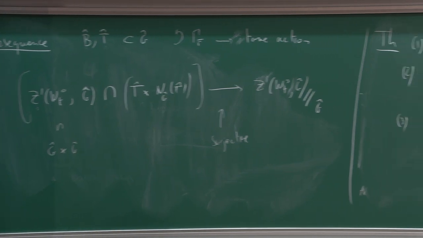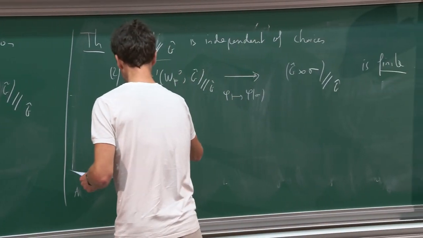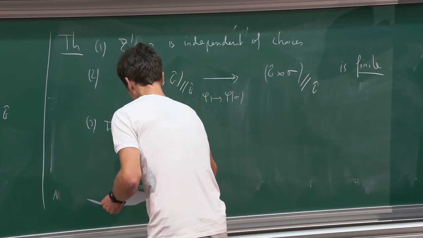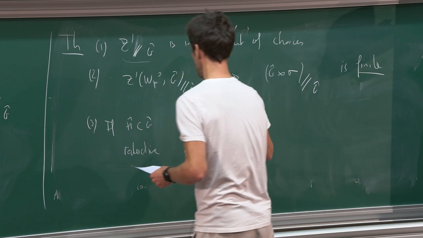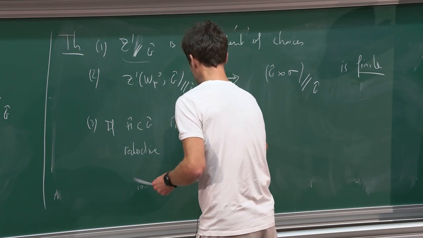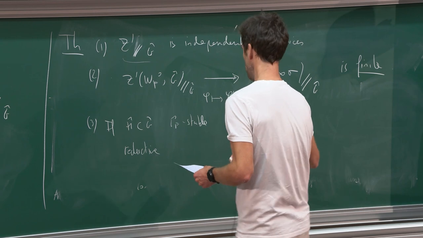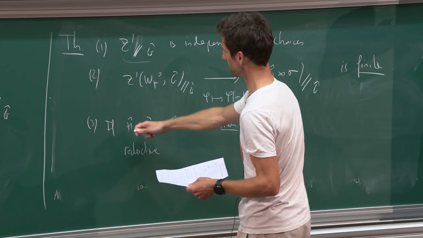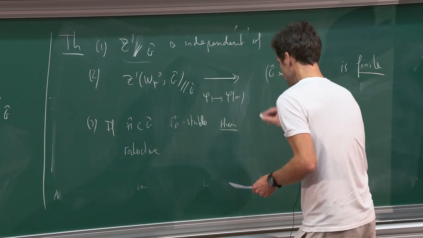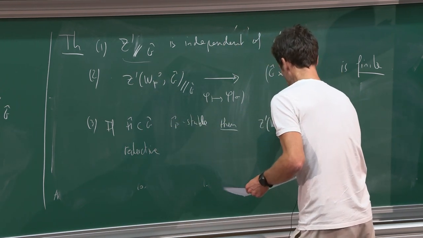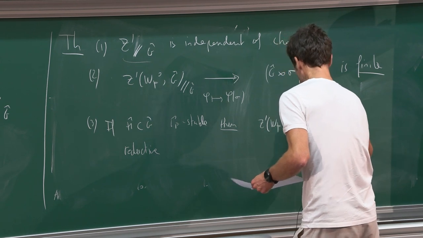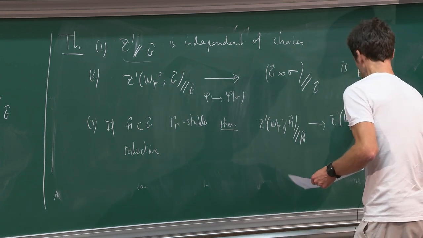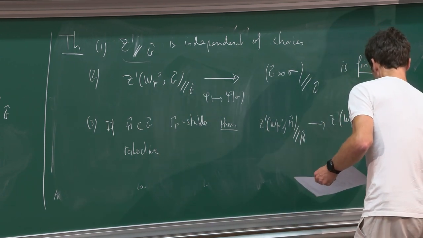And three, if I have a reductive subgroup, connected reductive, which is gamma F stable, and the case where I am most interested is the case of a Levi subgroup, for example. Then the natural map you can cook up on Z1 is finite.